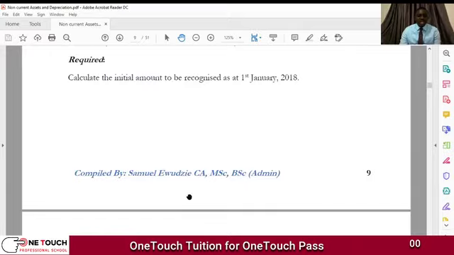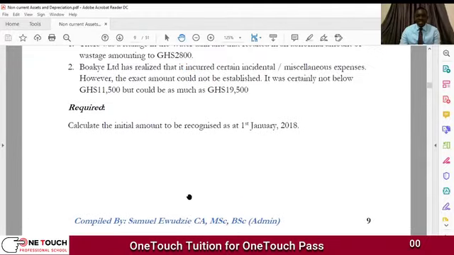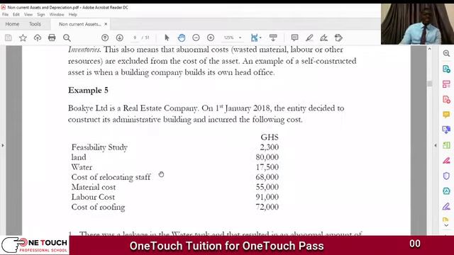So you have to calculate the initial amount to be recognized as at 1st January 2018 as the value of the self-constructed asset. So you have feasibility study, you have land, we have water, we have cost of relocating staff, we have material costs, we have labor costs, and we have cost of what? Roofing. Good. And we have been given other information. Let's consider the information that has been given to us.